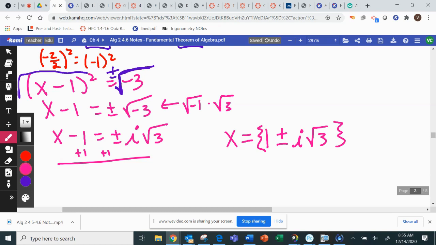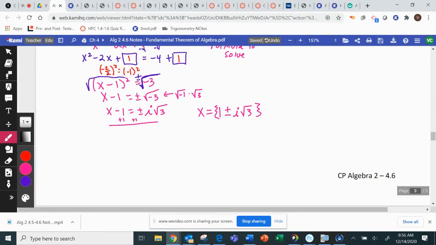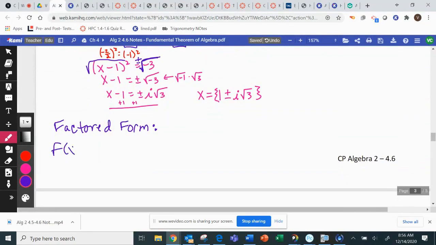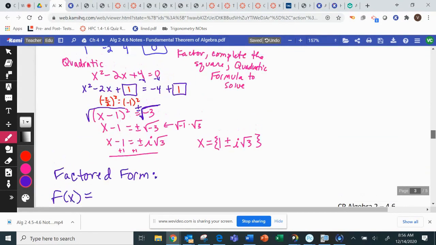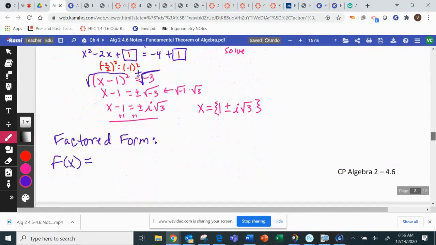Okay, I'm going to zoom it back out a little bit, and we're going to write this in factored form, and we're going to write the zeros. Do factored form first. And was this f of x? What was it? Yep, f of x equals. And then as we were getting our factors from left to right, that's the order I'm going to write them in. So first I had an x plus 1. Then I had an x minus 1 squared because there were 2 of them.